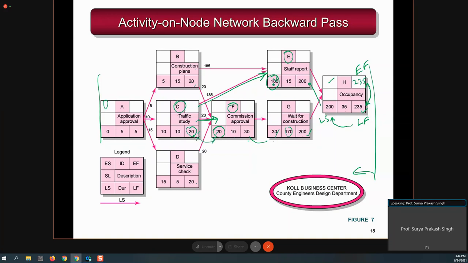Same thing you have to do for B. B is having E as well as F, and 20 and 185, this should be our 20. Same thing you have to do for D. But for D, there is no problem because D does not have any other succeeding activity. For D, the only succeeding activity is F. So there is no problem, you can write 20. In all the three cases, for B, C, and D, the late finish time would be 20, because 20 was the earliest late start of all the succeeding activities, which is smaller than the other one. Then you subtract, you get 5, 10, and 15.